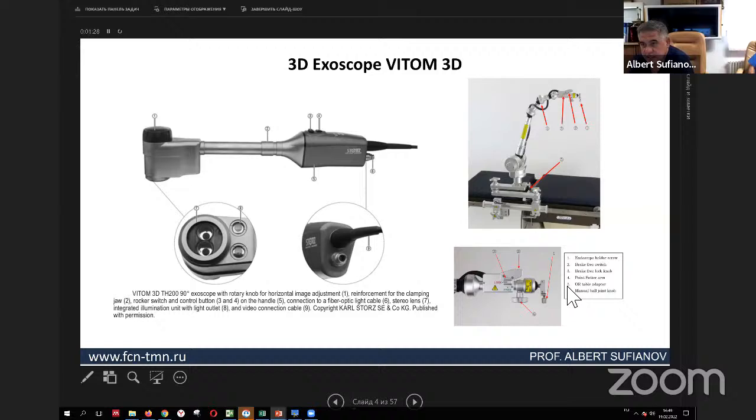Again, if you look at the exoscope, the most important parts are the two lenses just for 3D and the light cable for lighting the operating field. Also very important is the handle of the exoscope. We use a mechanical Mitaka air handle, because it's very useful to move the exoscope immediately and very precisely during the surgery.